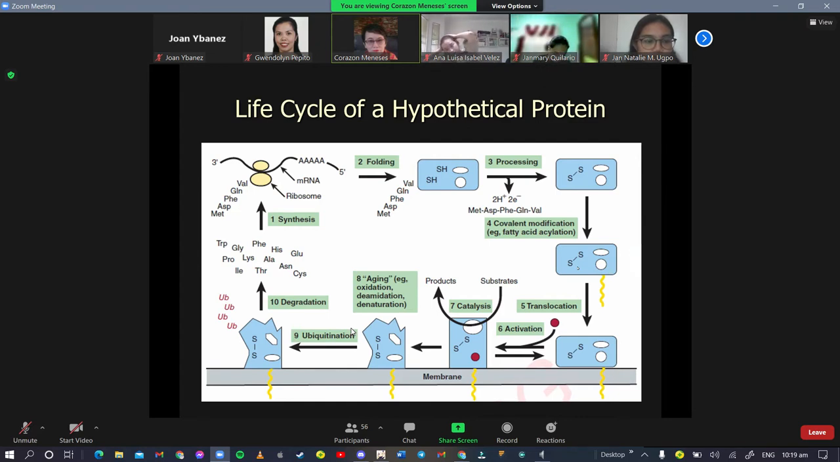By the way, we need the 20 amino acids, and if this is a selenoprotein, then it will happen during translation to give us the selenoprotein. Okay, so the 20 amino acids are required for translation.